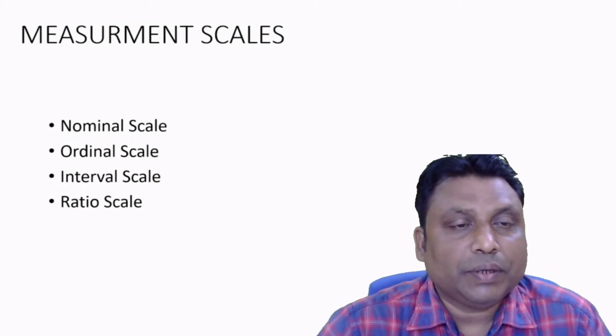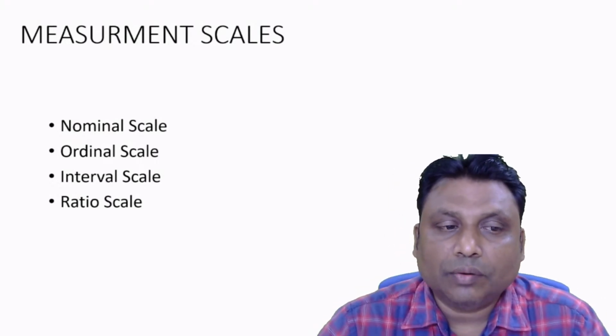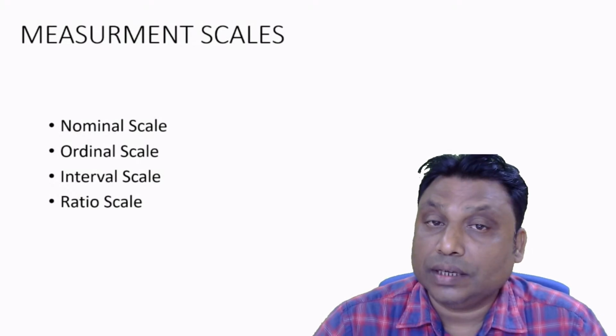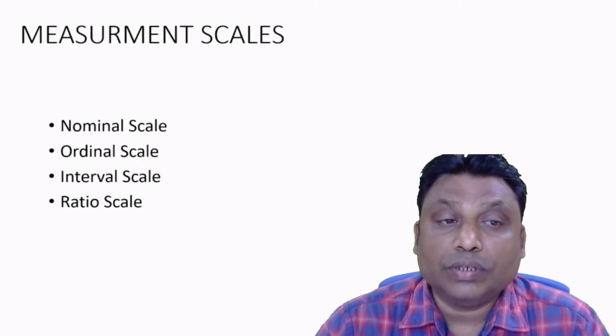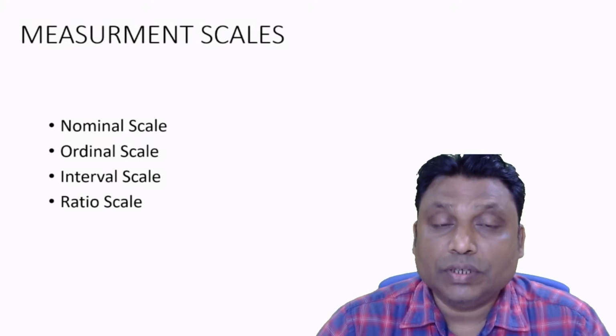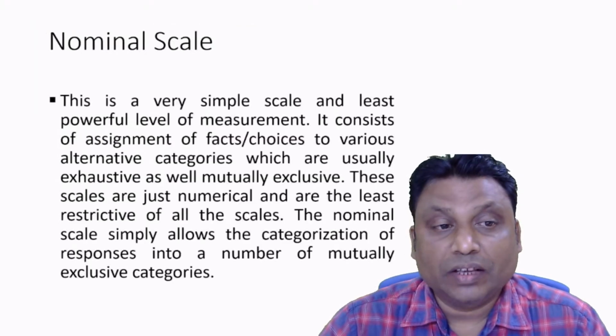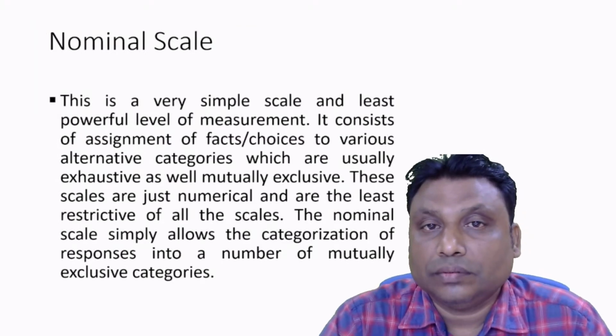First we have to explain one by one: what is the nominal scale, what is the ordinal scale, what is the interval scale, and what is the ratio scale. In which situations we use each scale, and how it measures. This is called the measurement of scales. So first we are discussing the nominal scale.